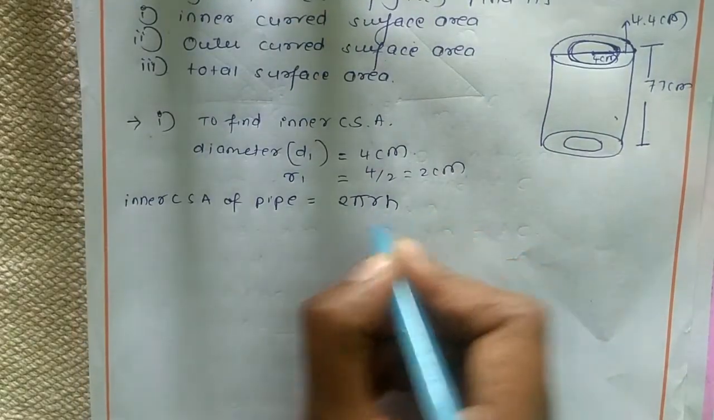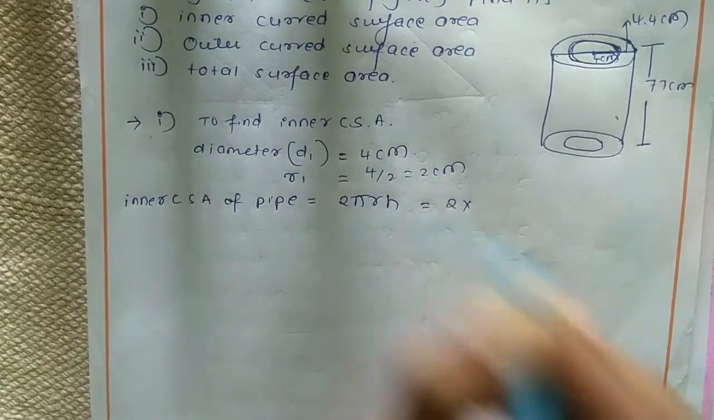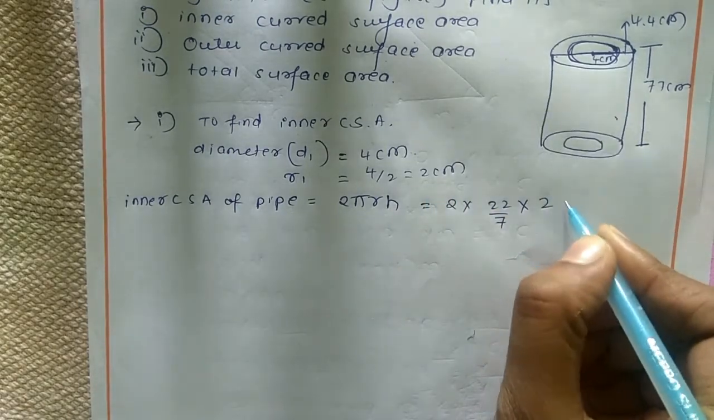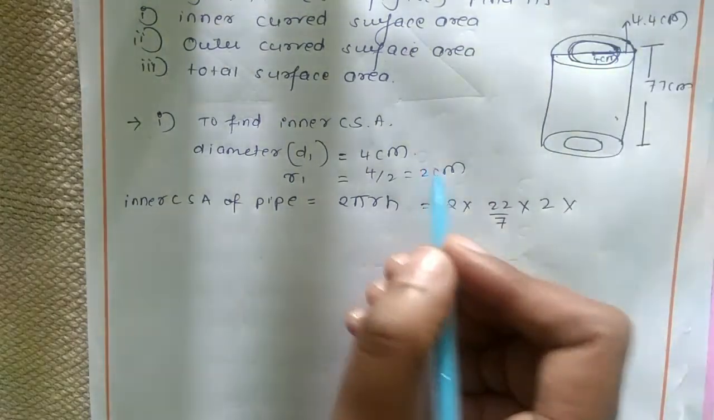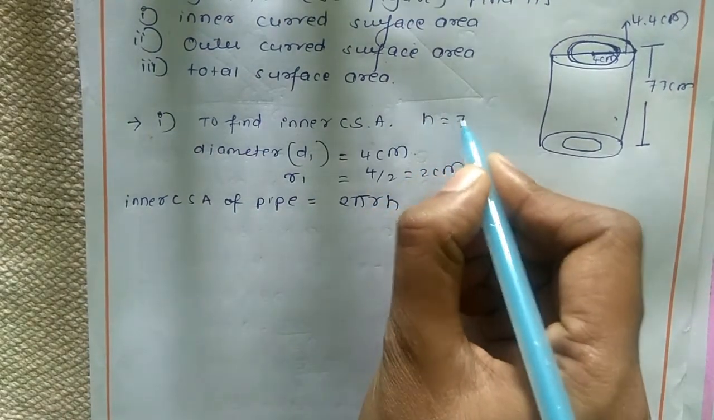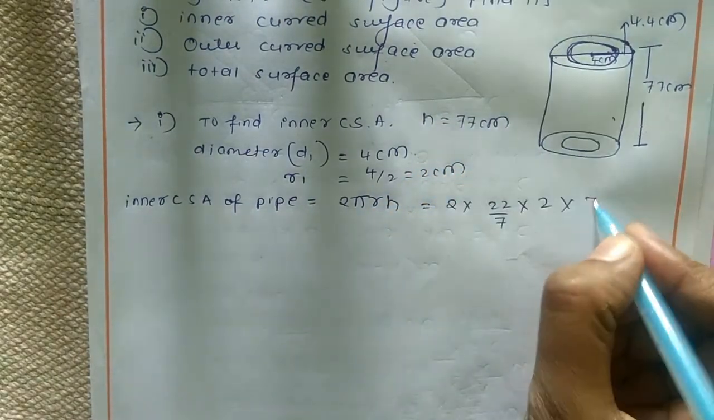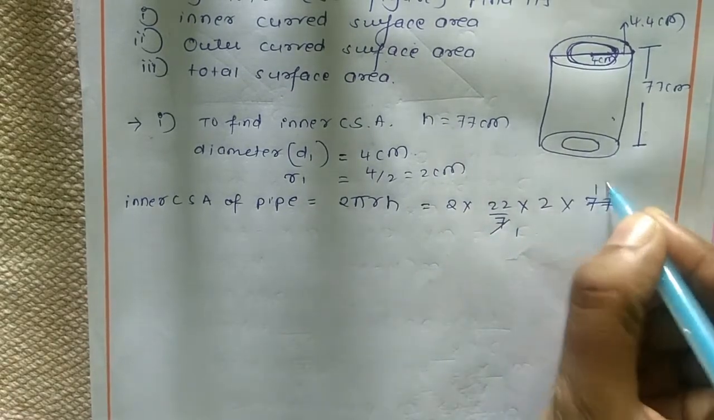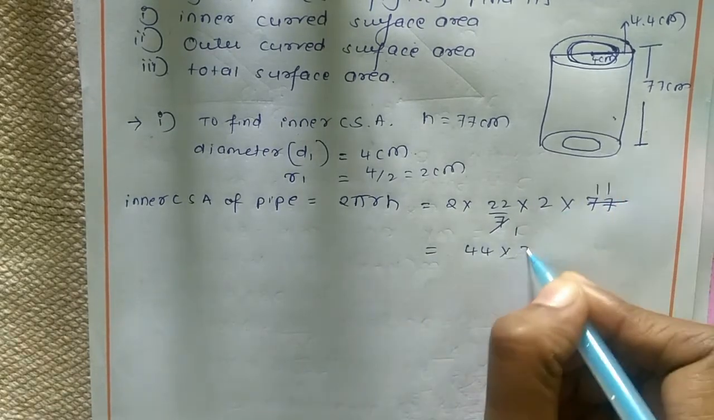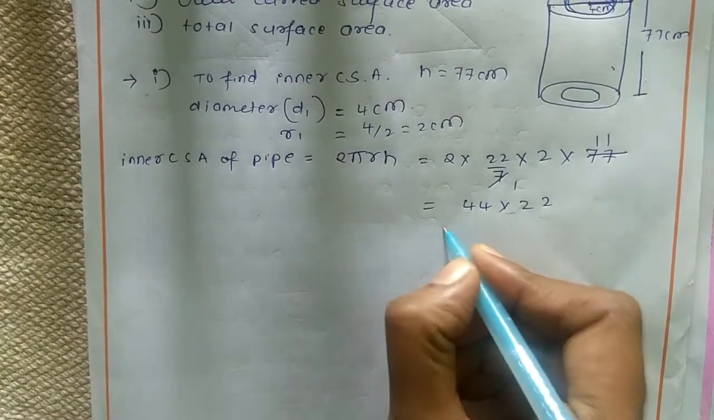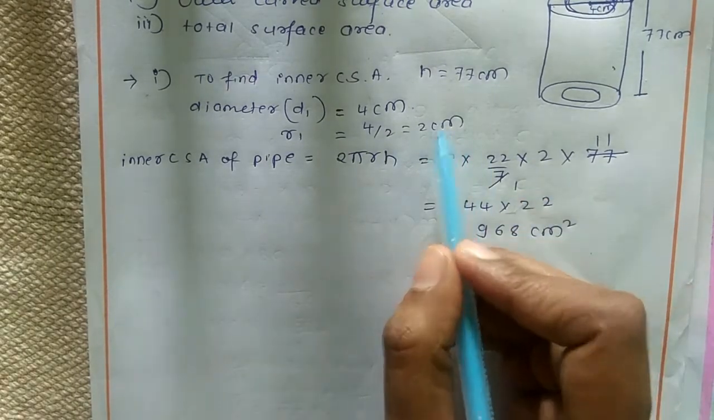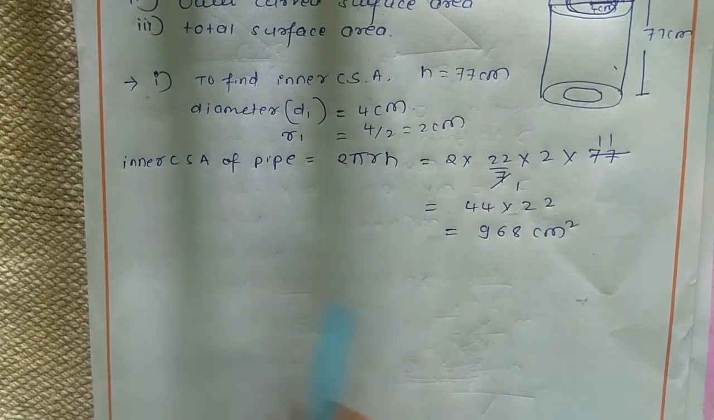Then we will put the same in the formula, that is 2 into pi. It is given in the question, 22/7 you have to take. r is 2 here, and h, the height we have. For inner and outer, height is the same. So we'll take height here as 77 centimeter. So 7 ones are 7, 11 2s are 22, 2 22s are 44. If you find this, the answer you'll get is 968 centimeter square, because here radius and height are in centimeter. So first question over.